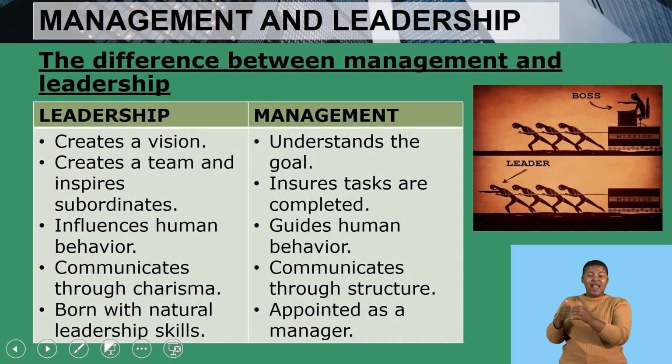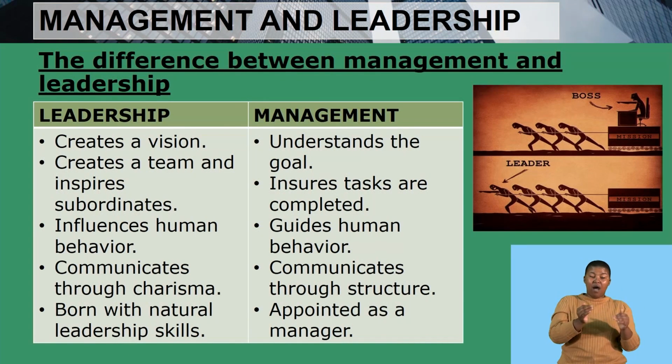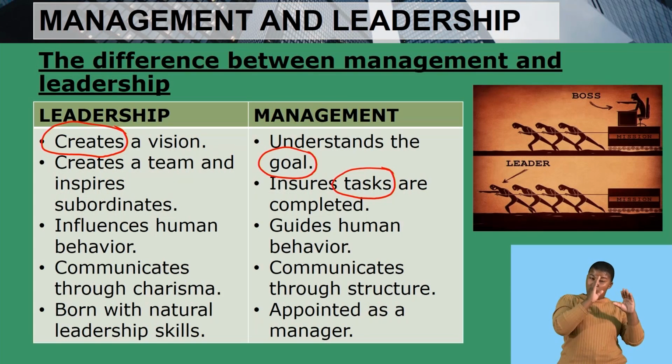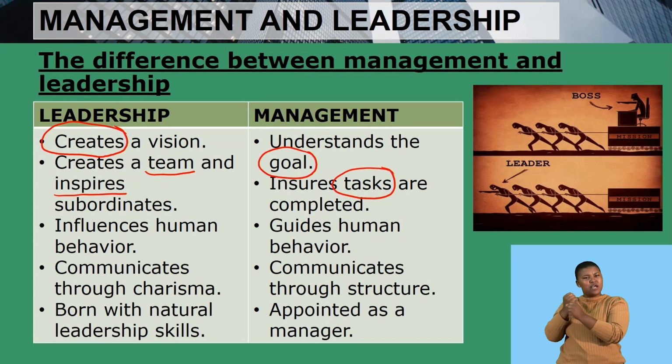When we look at the difference between management and leadership, we will see that management focuses more on what needs to be done, where leadership focuses more on who is doing the tasks. Management understands the goals, but leadership creates the goals. They create the vision for the business. Management makes sure that the tasks are completed, so we say management is more task-orientated, where leadership focuses more on the team, and they try to inspire all the employees to work towards a certain goal. So we would say that leadership is more people-orientated.